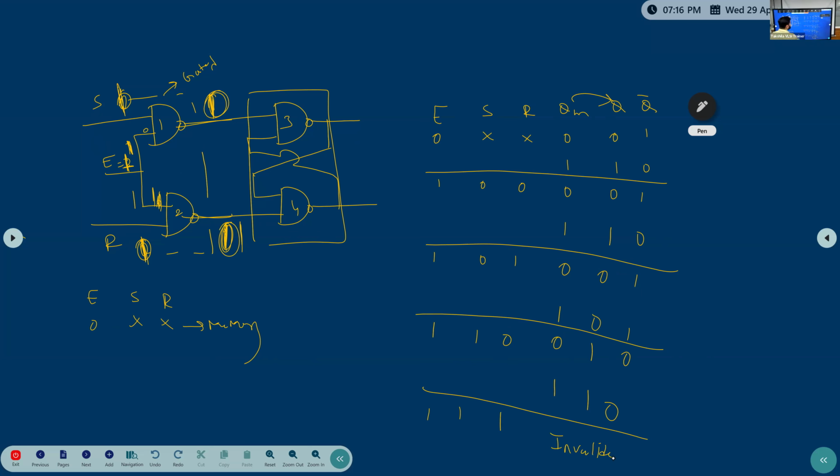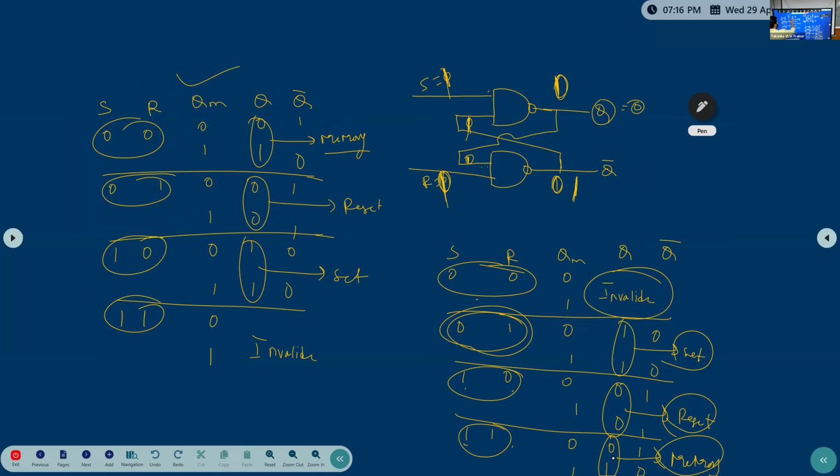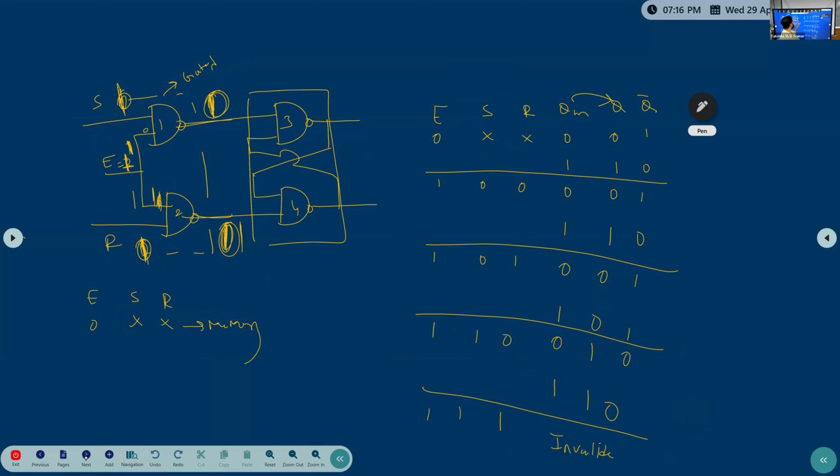So if you observe this, the truth table we are getting here is the same truth table we get with the SR latch. The only thing is we added enable extra. This is called the gated SR latch. Gated SR latch means built by using NAND.